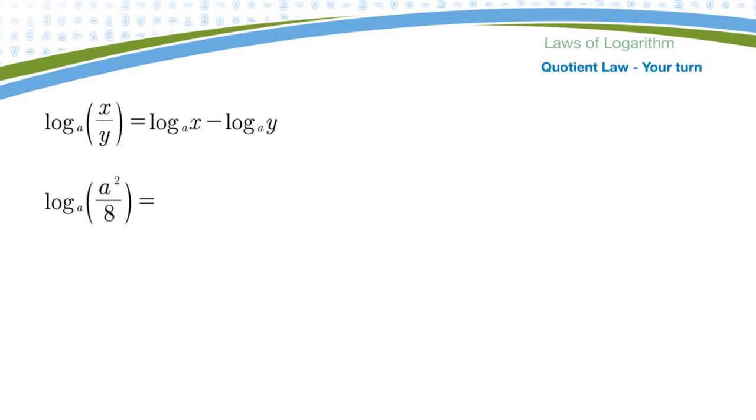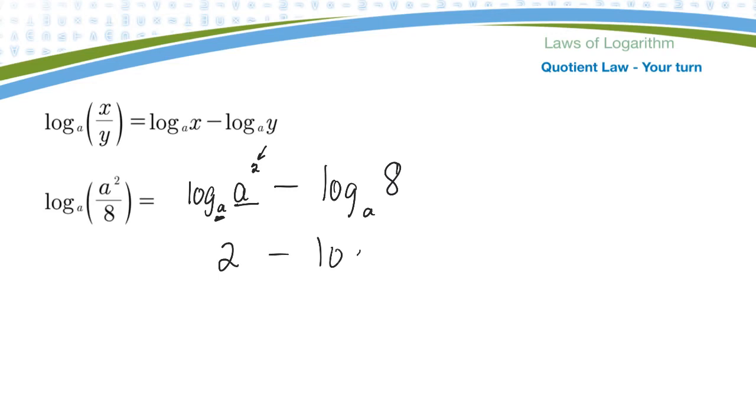One on your own. Okay, this one would be log base a of a squared minus log base a of 8. This one here, to what exponent can you raise a to get a squared? It's the second exponent. So that whole thing just becomes 2 minus log base a of 8.